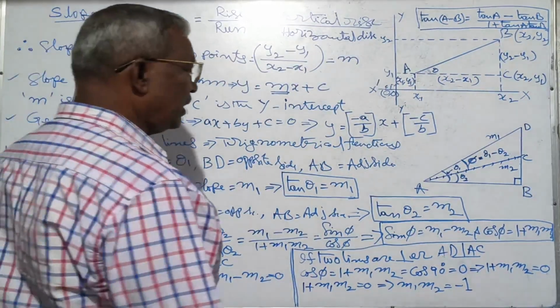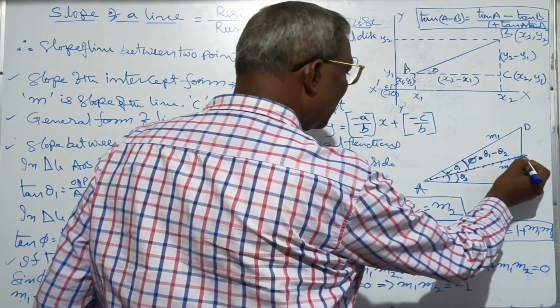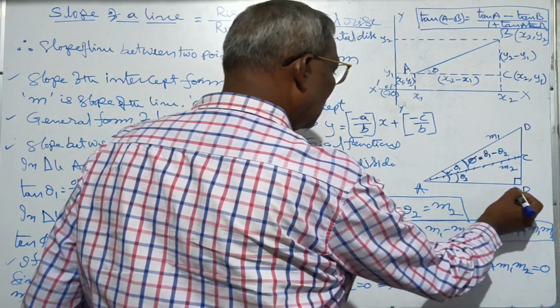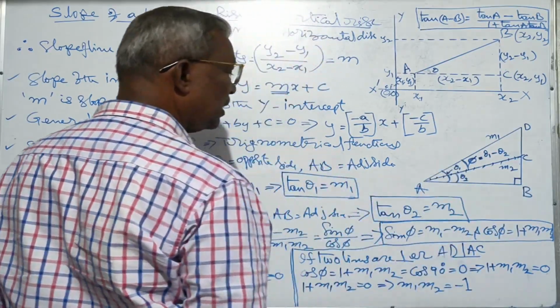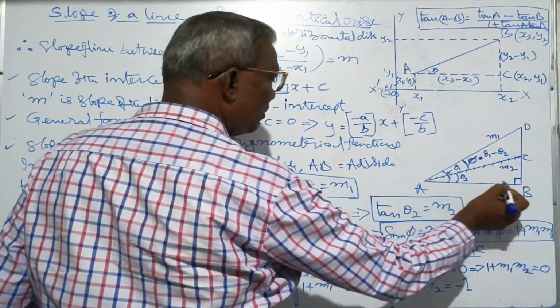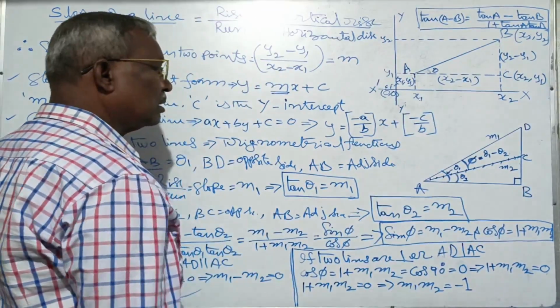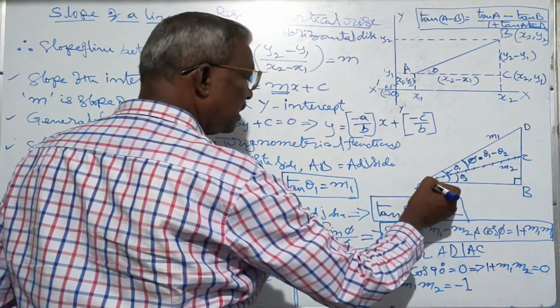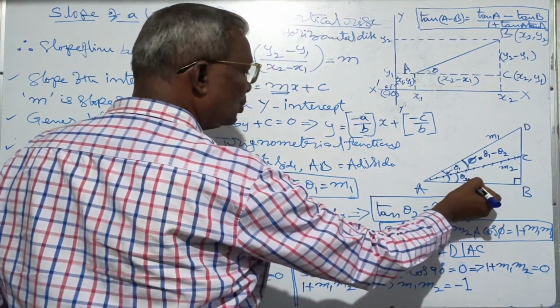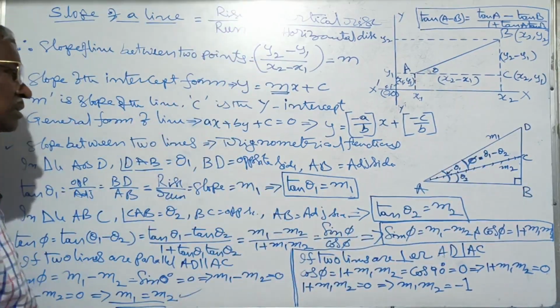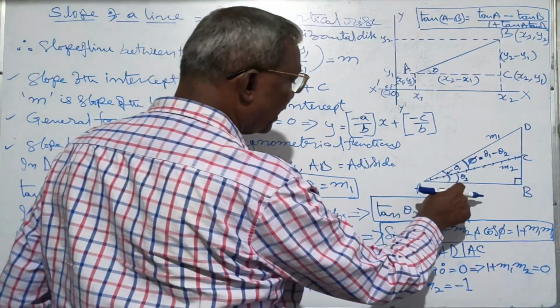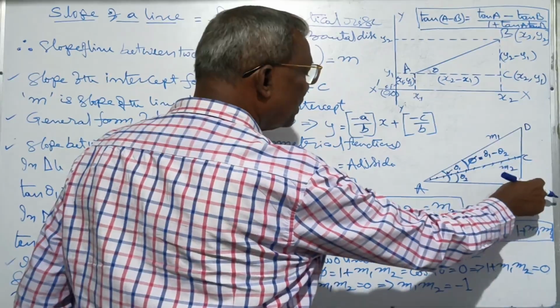Next, in triangle ABC, angle CAB is equal to theta 2 degrees. With this theta 2, the opposite side is BC.